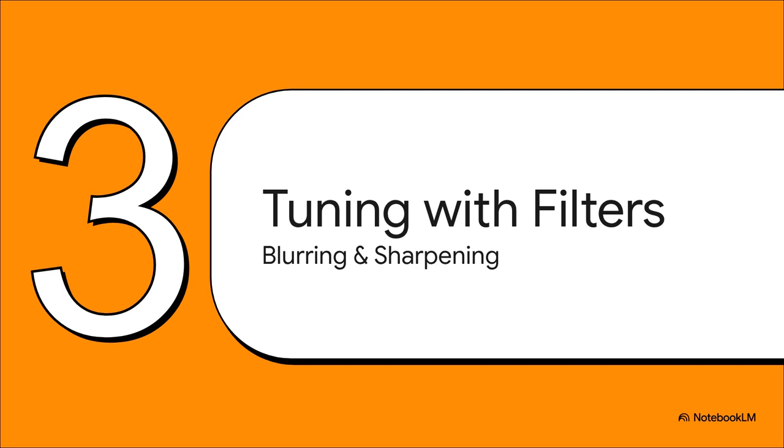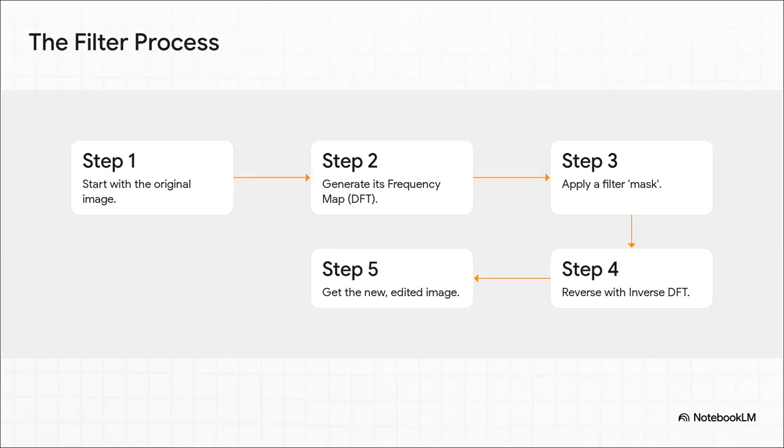We can start tuning them with filters to do things you probably do all the time, like blurring and sharpening. And the process is pretty much always the same, which is cool. First, you start with your picture. Then, you generate its frequency map, its hidden twin. Step 3, you apply a mask, which is just a fancy way of saying you block or boost certain frequencies. Then you reverse the whole thing, using an inverse transform to turn it back into a regular picture. And boom, you get your final edited image.